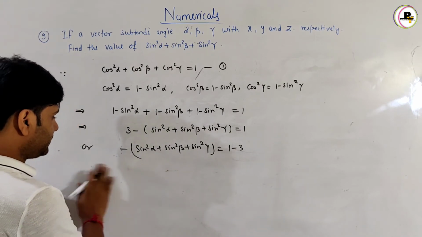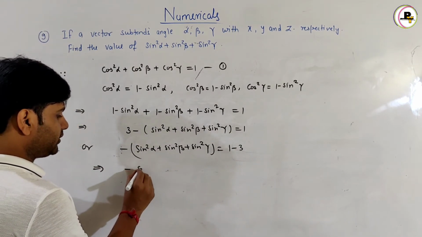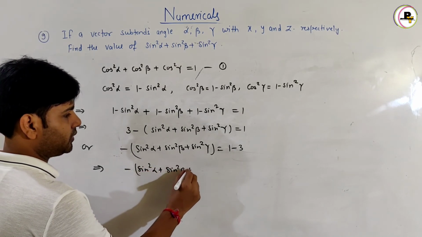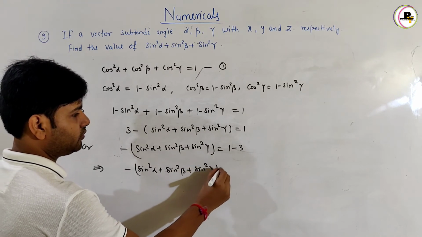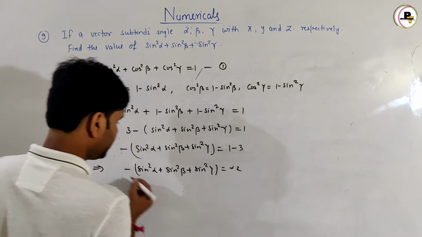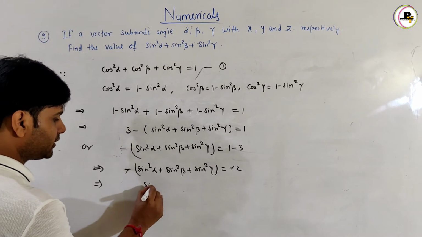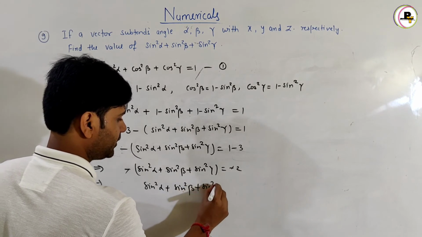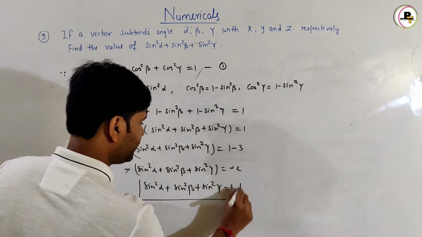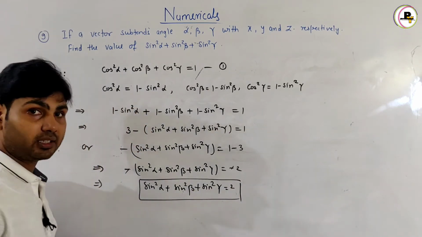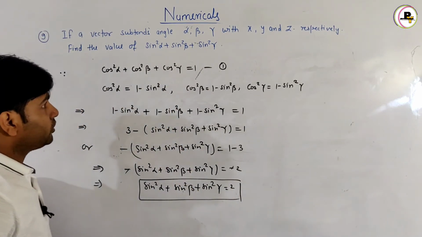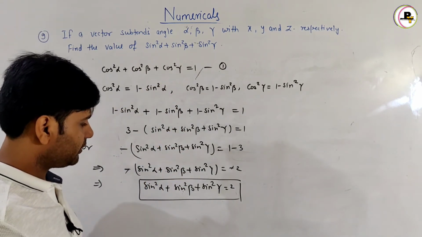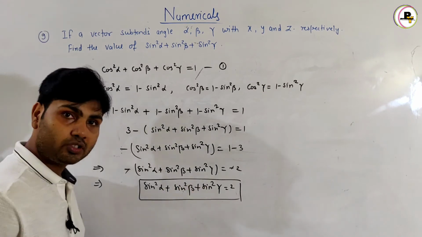So I can write here minus (sine square alpha plus sine square beta plus sine square gamma) equals to minus 2. Minus sign will be cancelled from both sides, so I get sine square alpha plus sine square beta plus sine square gamma equals to 2. This is the value: cos square alpha plus cos square beta plus cos square gamma is 1, and sine square alpha plus sine square beta plus sine square gamma is equal to 2.